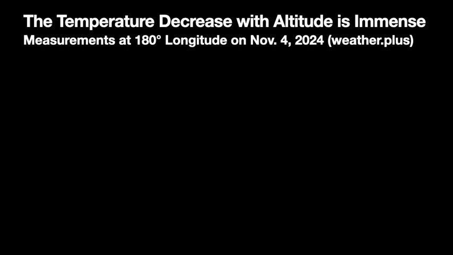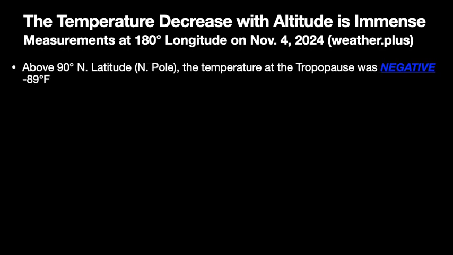The temperature decrease with altitude is immense. Here are some measurements at 180 degrees longitude on November 4th, 2024. If we go above the North Pole, 90 degrees north latitude, the temperature at the tropopause, the top of the troposphere, was negative 89 degrees Fahrenheit.